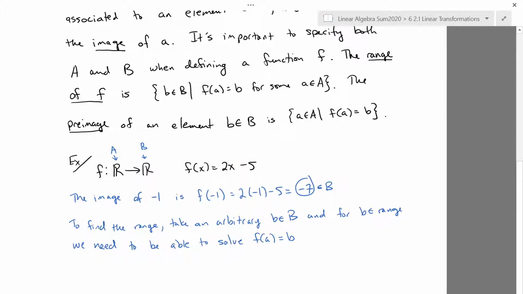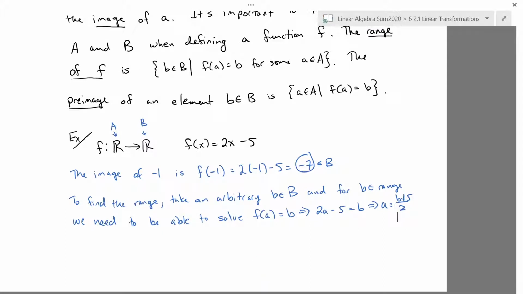But then f of a is just given by the function. So 2a minus 5 is equal to b. And this can always be solved, right? Because I can just use algebra to solve for a. So a is equal to (b plus 5) over 2. And so because this can always be solved for any b, that means that the range is all of the codomain.